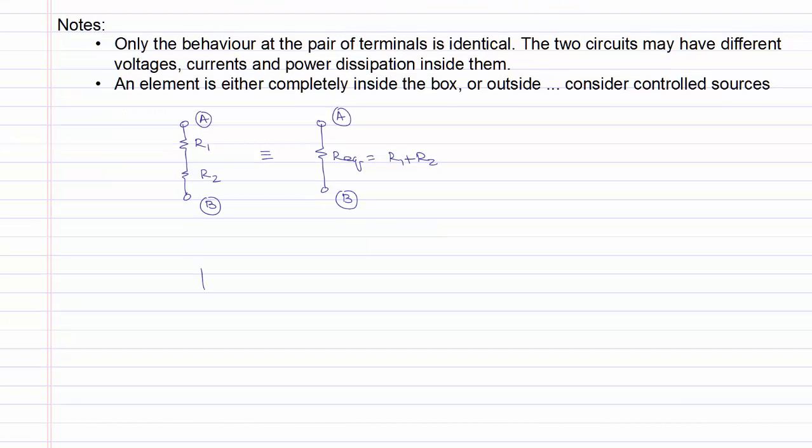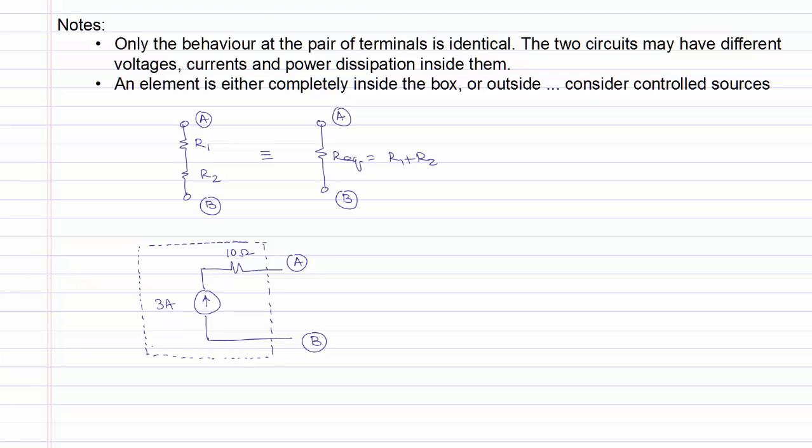For example, consider a current source of value 3 amperes, which is connected in series with a resistor of value 10 ohms, and we have two terminals coming out, A and B, and we are interested in finding the equivalence at the terminals A and B. We have drawn a dotted box to indicate what is inside the box and what is outside the box, and the two terminals coming out of the box are terminals A and B.